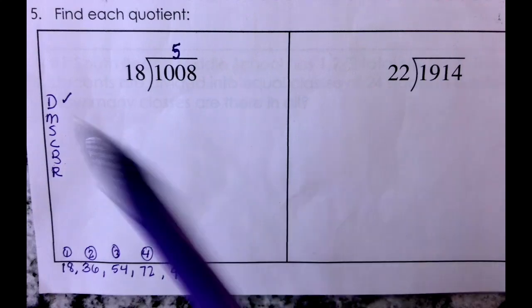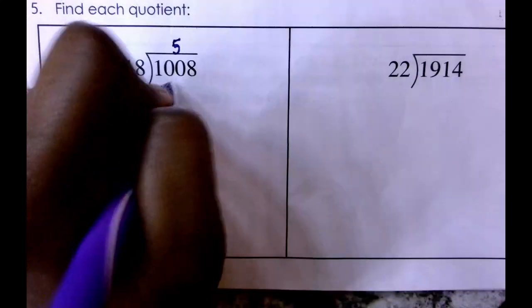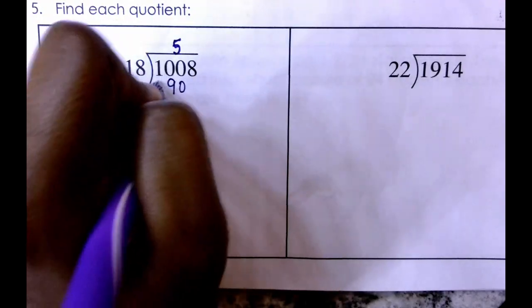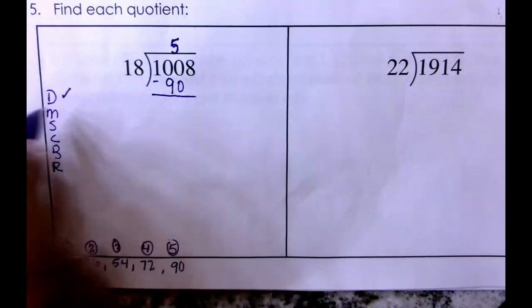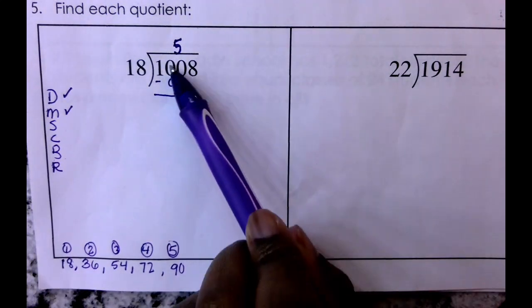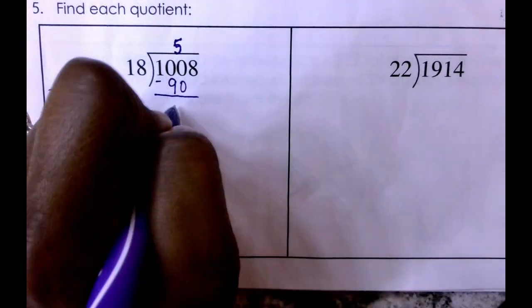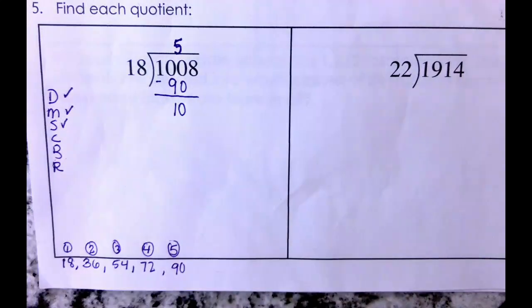That's dividing. Now we're going to multiply. We're going to ask ourselves, what is 18 5 times? And that is 90. I'm going to put that right underneath the 100. Okay? So I did 18 into 100 5 times, which was 90, and I'm going to subtract that 90 from the 100. What's left over is 10.